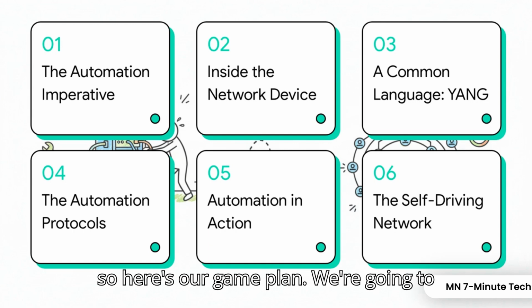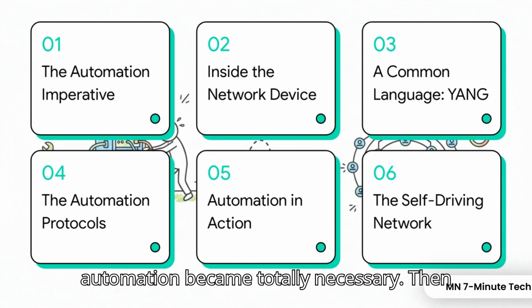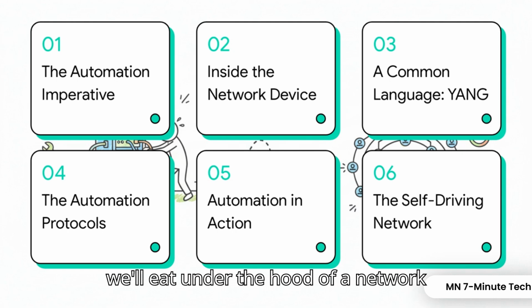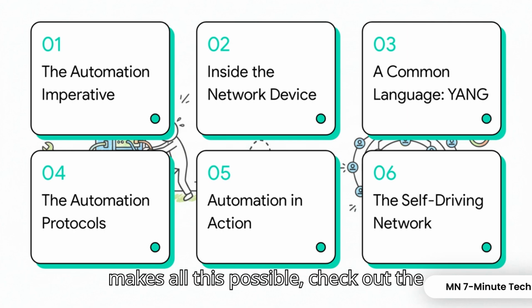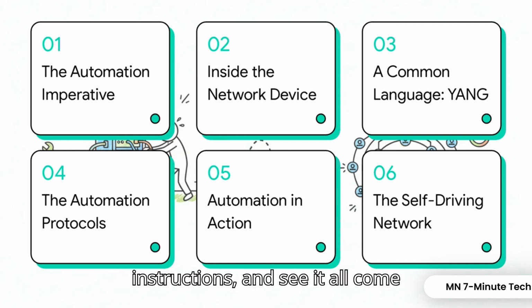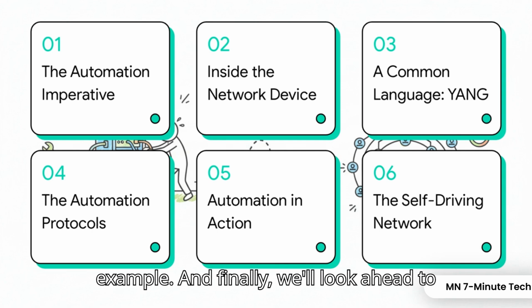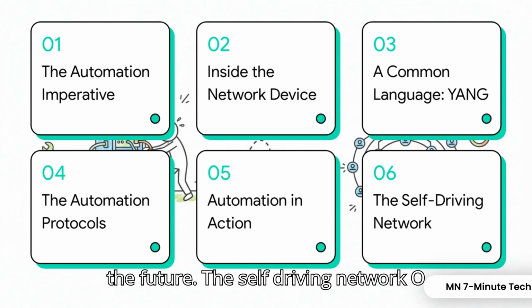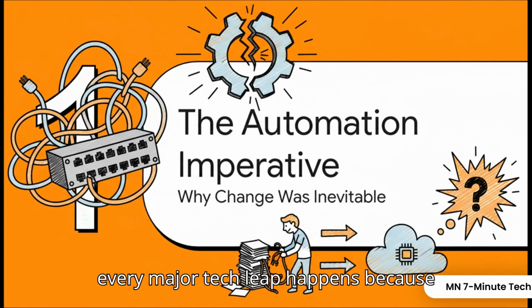Okay, so here's our game plan. We're going to start with the why. Why automation became totally necessary. Then we'll peek under the hood of a network device, learn the common language that makes all this possible, check out the key protocols that deliver the instructions, and see it all come together with a really cool real-world example. And finally, we'll look ahead to the future, the self-driving network. So, first up, the automation imperative.